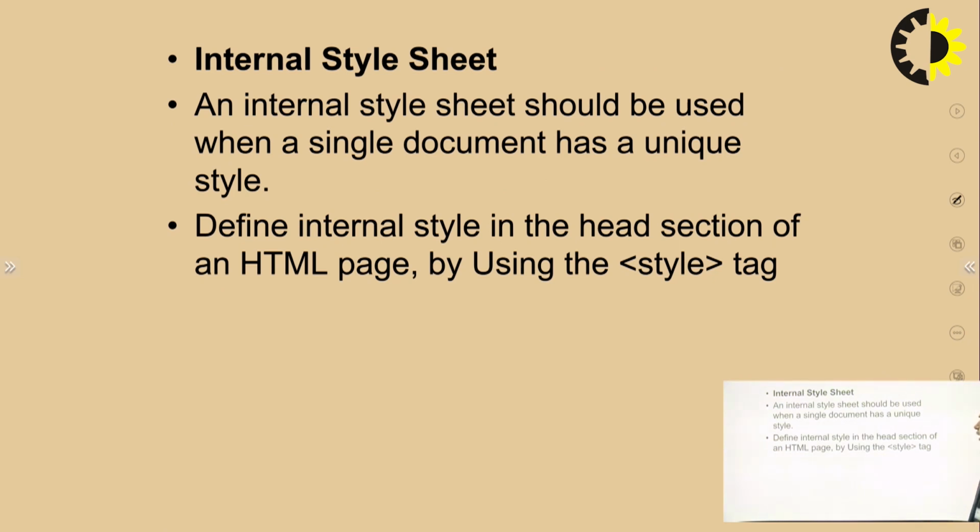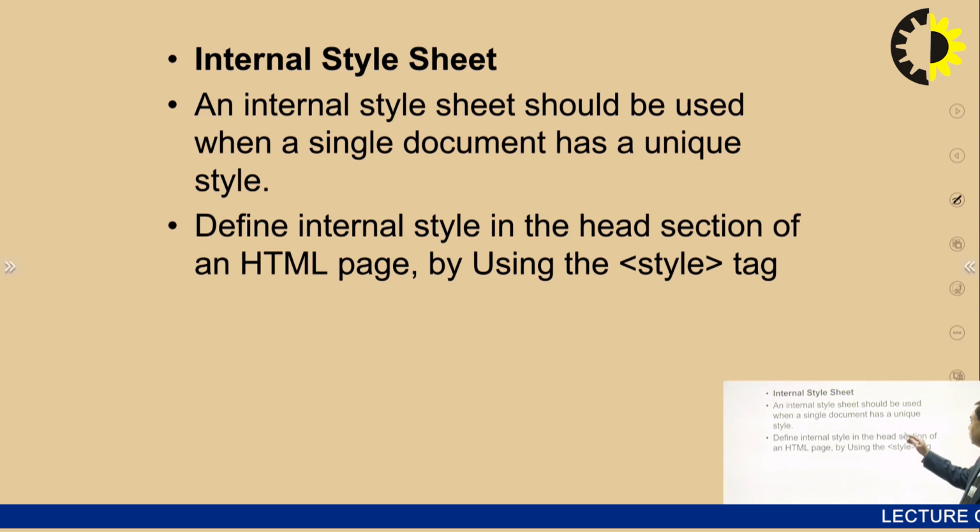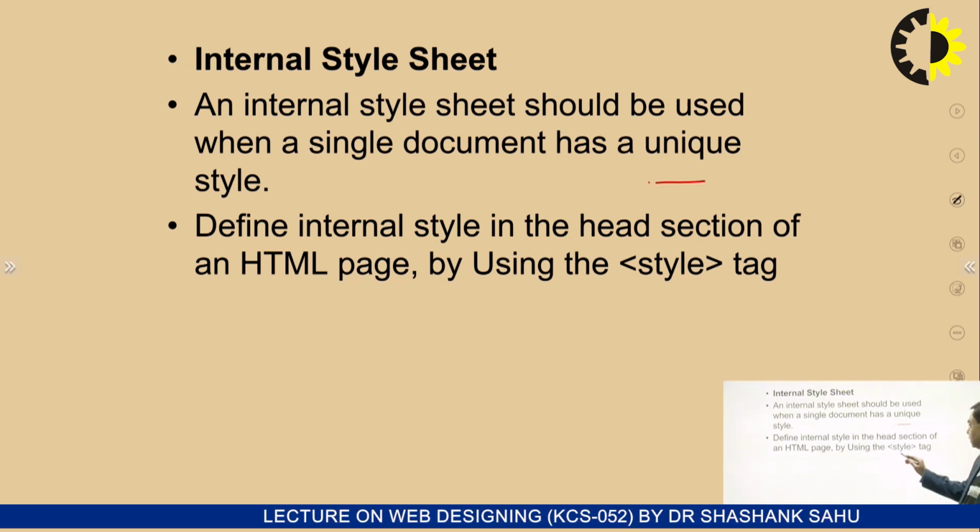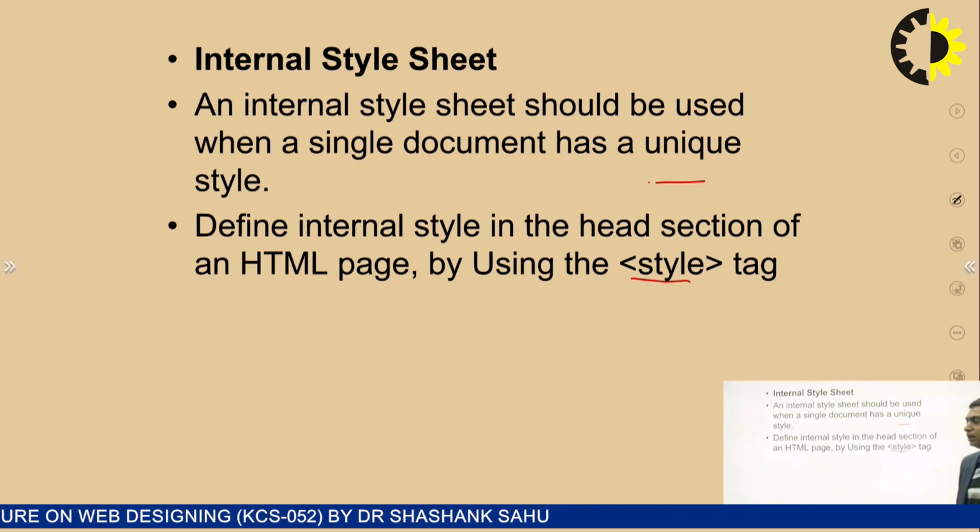The second type of style sheet is internal CSS. So internal CSS is written in an HTML page. Whenever you want to apply some CSS for a particular page, then you can use the internal CSS. Now internal CSS is written with the help of the style tag, and the style tag must be defined in the head section.